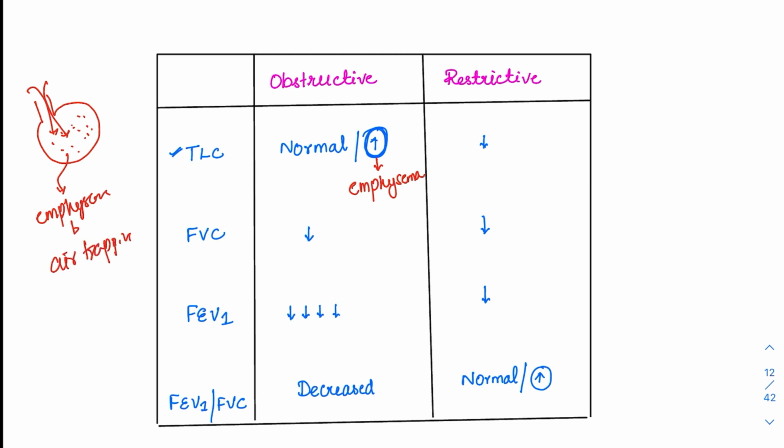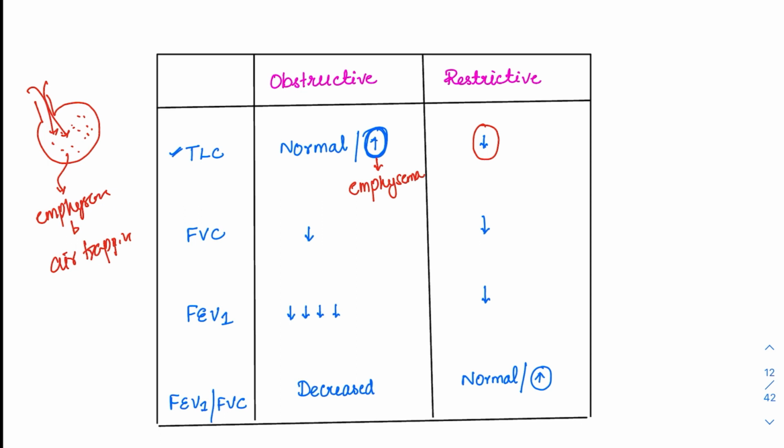So whenever air trapping happens, what is going to happen to the total lung capacity? It is obviously going to increase more than normal. So just remember emphysema. Whenever you see anywhere that total lung capacity is increased or the compliance of the lung is increased in a disease, it is nothing but emphysema. You can close your eyes and tick the answer. Then restrictive disease, I told you the parenchyma is affected, so obviously the total lung capacity will be decreased.